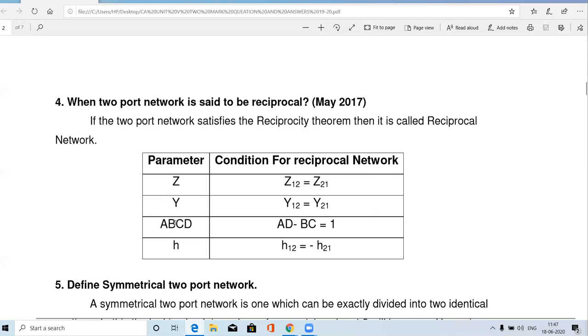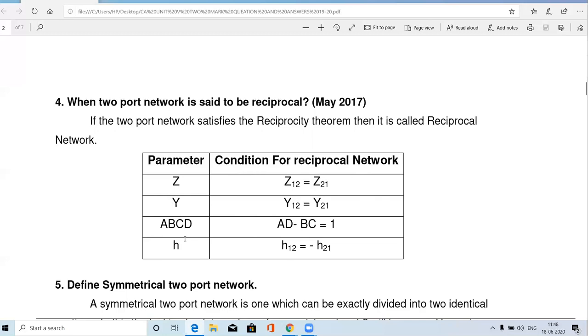Then similarly, in terms of the ABCD parameters, A into D minus B into C equals 1. That is, the determinant of the ABCD matrix equals 1, which means the two-port network is a reciprocal network. In terms of the H parameters, the condition is H12 equals minus H21. So these are all the conditions to be satisfied for a reciprocal network.